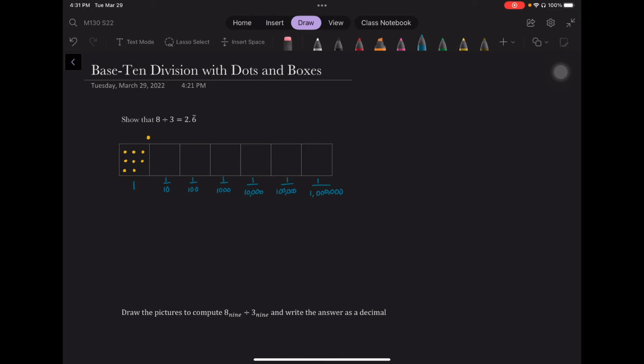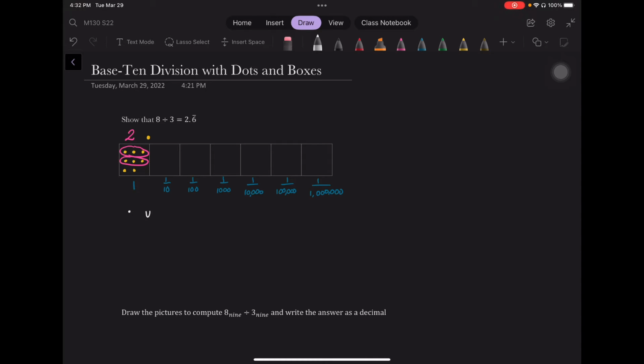Now I'm trying to figure out how many groups of 3 I have in these 8 dots to begin with. I begin circling groups of 3. I have one group of 3, I have 2 groups of 3, and that's it. That means that I can divide and get 2 groups of 3 here, but I have this remainder of 2. I need to then unexplode that remainder of 2 into the next box over. And because this is base 10, each dot that unexplodes is representing 10.